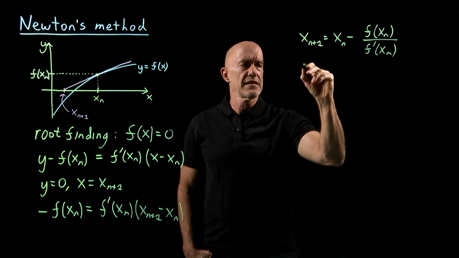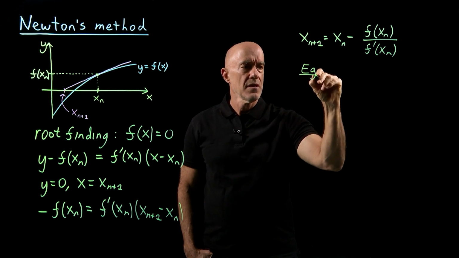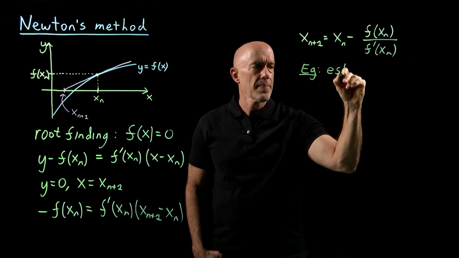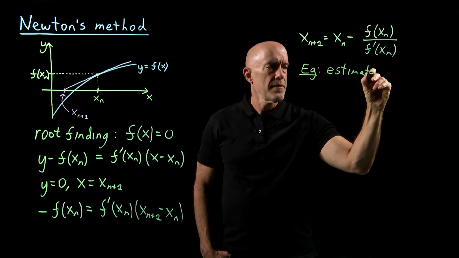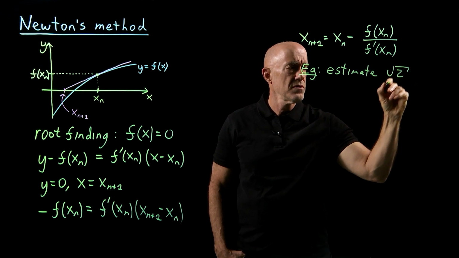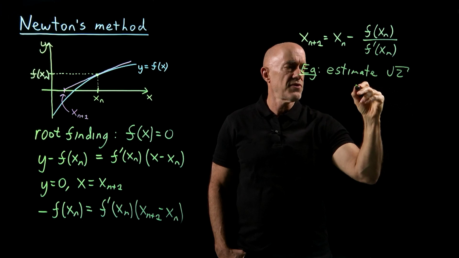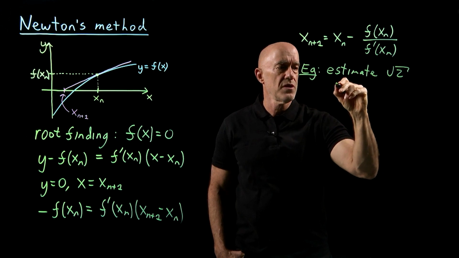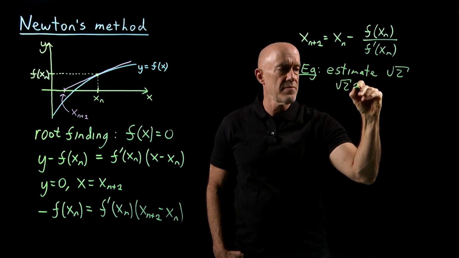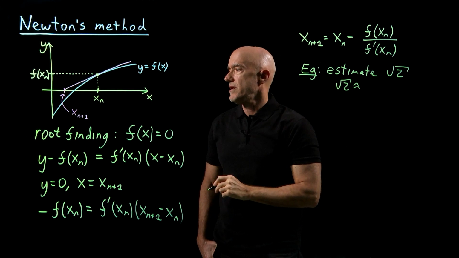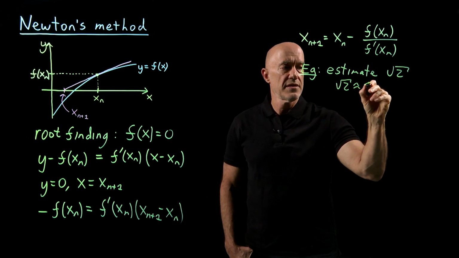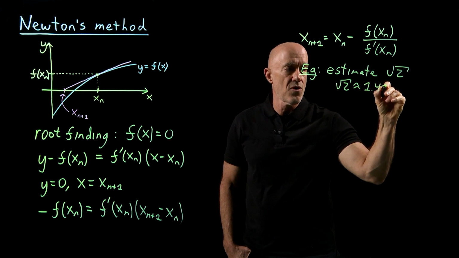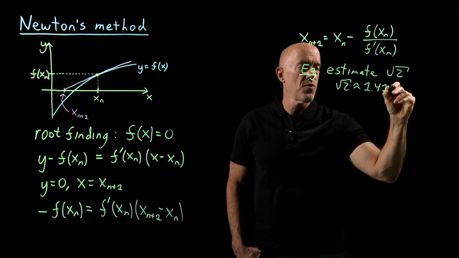So we can look at an example. We can estimate the square root of 2. What is the square root of 2? So we can see how our estimate will do. The square root of 2 is approximately 1.41421.